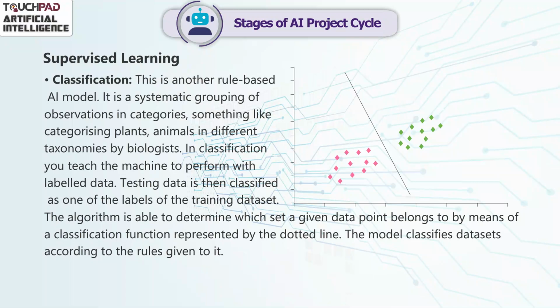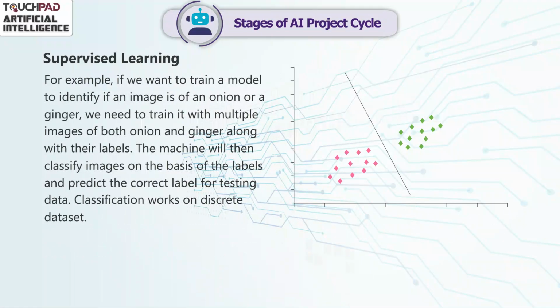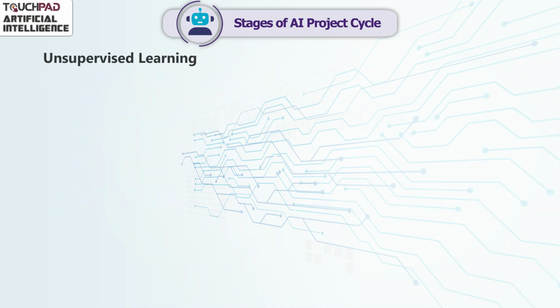The algorithm is able to determine which set a given data point belongs to by means of a classification function represented by the dotted line. The model classifies data sets according to the rules given to it. For example, if we want to train a model to identify if an image is of an onion or a ginger, we need to train it with multiple images of both onion and ginger along with their labels. The machine will then classify images on the basis of the labels and predict the correct label for testing data. Classification works on discrete data set.